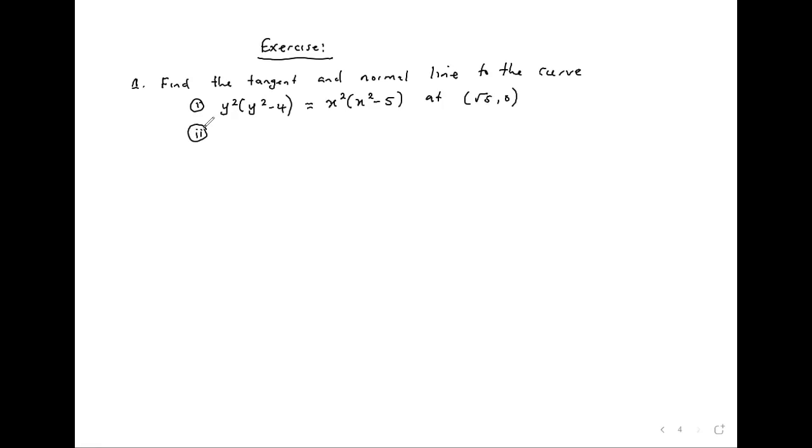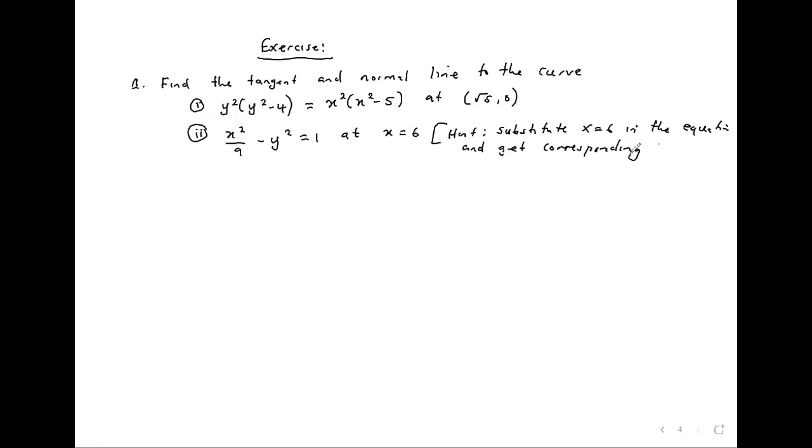and the other one, this one now an easy one, is x squared over 9 minus y squared is equal to 1 at x is equal to 6. Hint, substitute x is equal to 6 in the equation and get the corresponding y values.